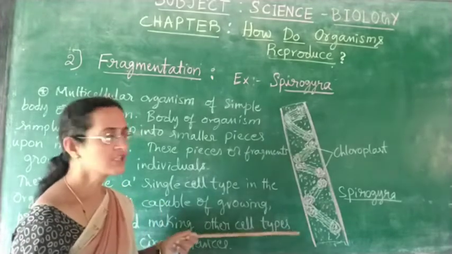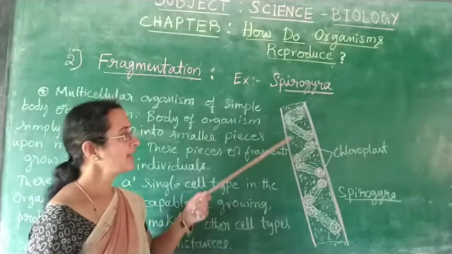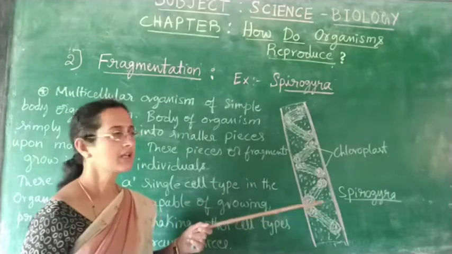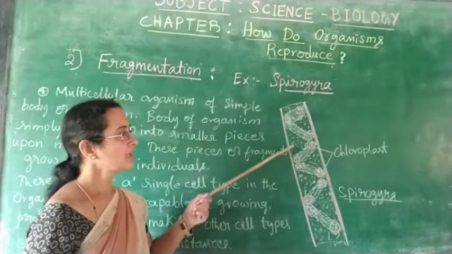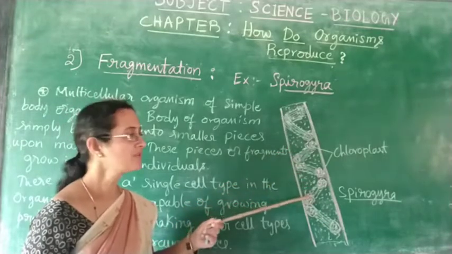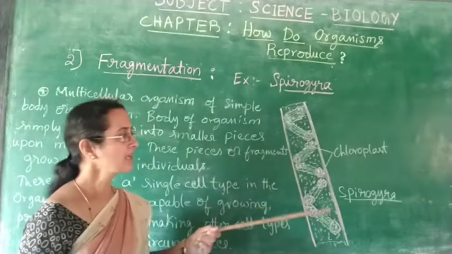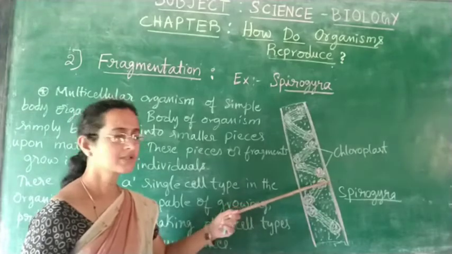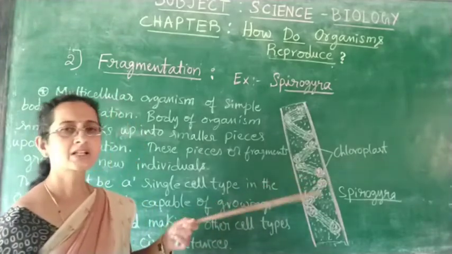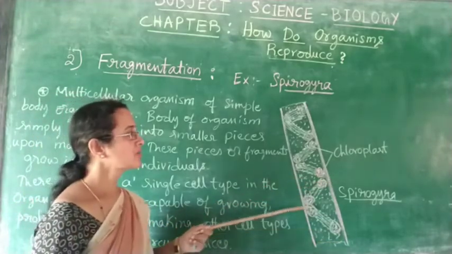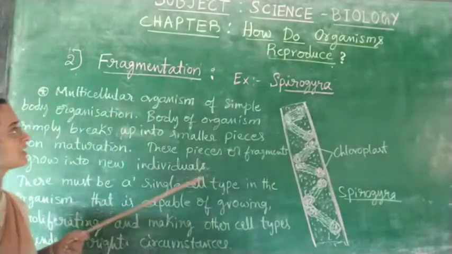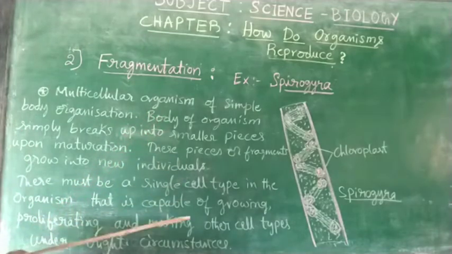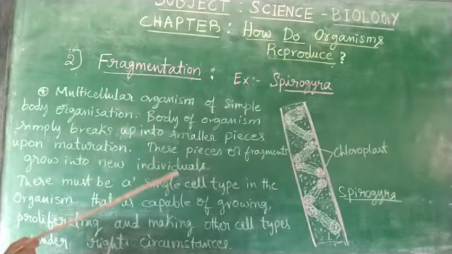Here, in the multicellular organism, we find a number of cells. Here the reproduction may not take place cell by cell. The reproduction takes place involving the whole body, where the body of the organism, when cut into smaller pieces, develops into a new individual. Spirogyra is a multicellular organism having a simple body organization.